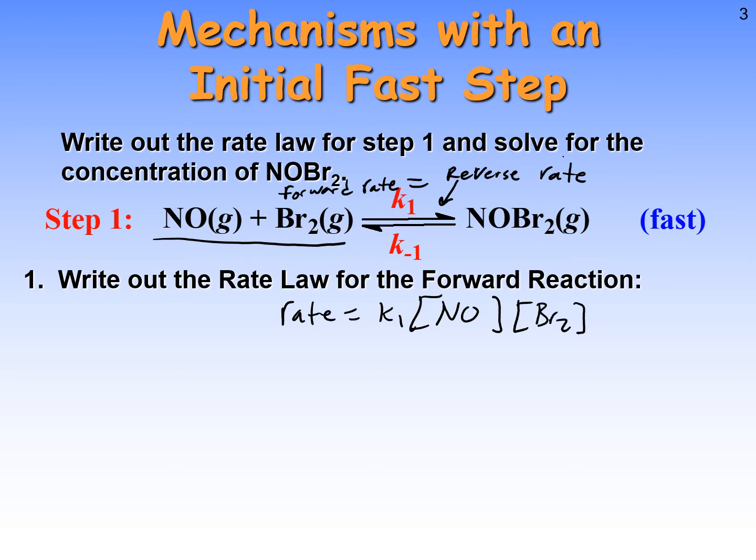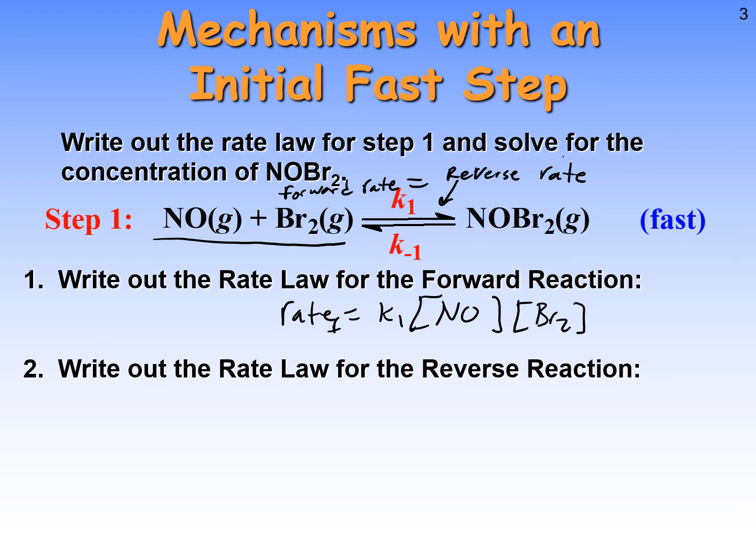That's the rate of my forward reaction. Now, let's write out the rate law for the reverse reaction. So the rate of the reverse reaction is going to be equal to k-1, and this isn't actually a negative sign or anything. This minus 1 is just a labeling convention. It's like the reverse of k1, and that's going to be equal to the concentration of NOBr2. This now is my reactant if the reaction's going back the other way, and that's why we use it in the reverse reaction's rate law.